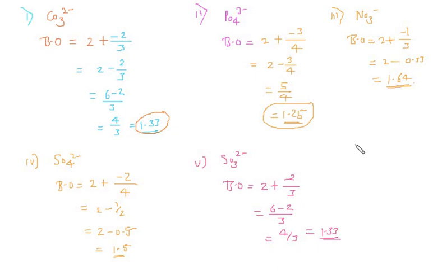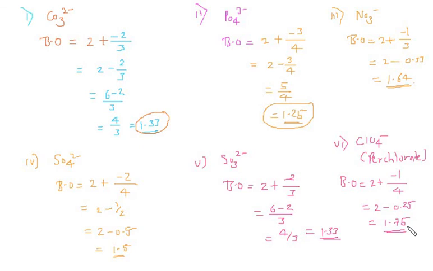Okay, so the next one you have is the sixth one. It is ClO4 minus. This is called the perchlorate ion. Okay, so you can use the bond order formula. The surrounding atom valency is 2 plus minus 1 divided by 4, so it is 2 minus 0.25, which comes out to be 1.75. The bond order is coming closer to 1.75.